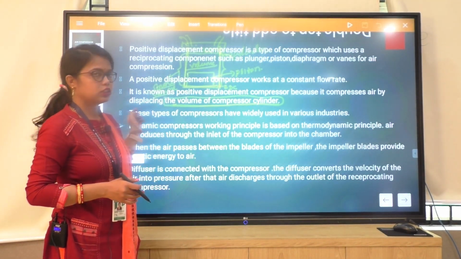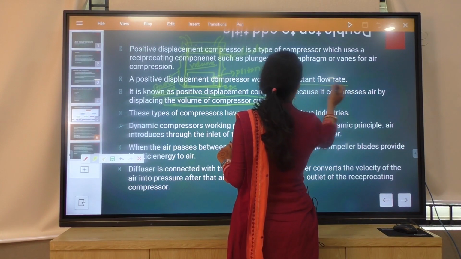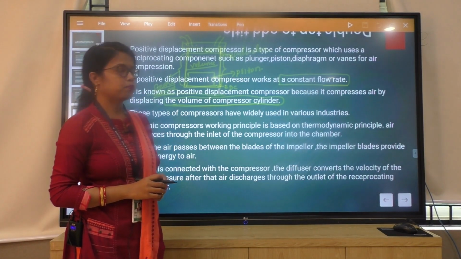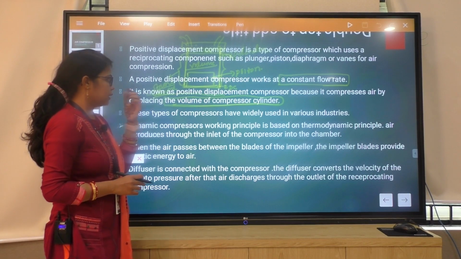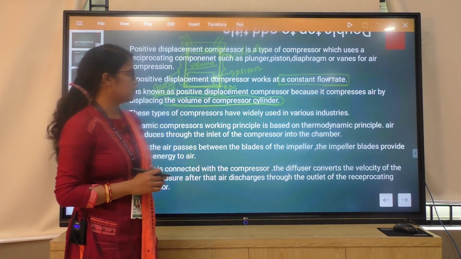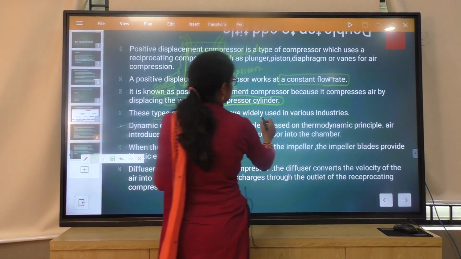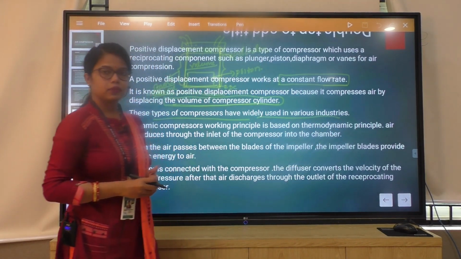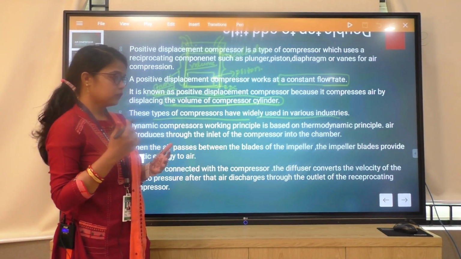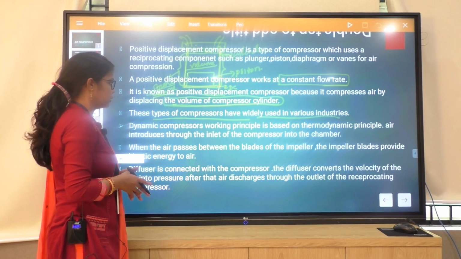That is why it is called positive displacement type, and it compresses the air at a constant flow rate. This term you should know and remember. This positive displacement type of compressor works at a constant flow rate, and it compresses the air by displacing the volume of the compressor cylinder. These types of compressors are widely used in various industries. I told you they have various applications in our industrial sector and in our societies, and particularly the reciprocating type of compressor is used widely in our societies and industries.